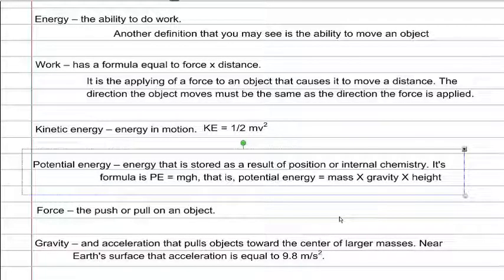Okay, we also talked about work. And we said work has a formula equal to force times distance. And just based upon that definition itself, you can see that there's two things that make work. You have to have a force and you have to have some kind of distance. So what does that mean?